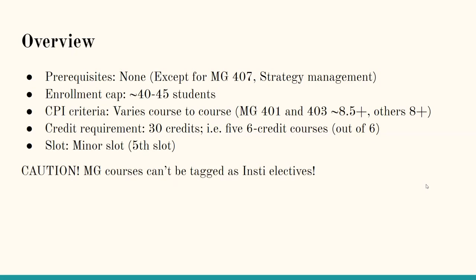The credit requirement for these courses is 30 credits, which is pretty much the same across all the minors. So you have to complete 5 6-credit courses out of 6. All the courses of this minor run in the fifth slot, so you cannot take 2 courses in a particular sem. The fifth slot, if you all know by now, is basically the Wednesday and Friday, 9:30 to 11 a.m. slot. And also a word of caution, please be well aware that management minor courses cannot be tagged as institute electives. So you can only tag it as a minor course or an ALC. And for tagging an ALC, you have to take permission, but you cannot tag it as an institute elective.